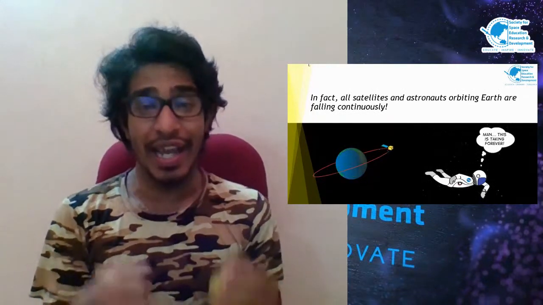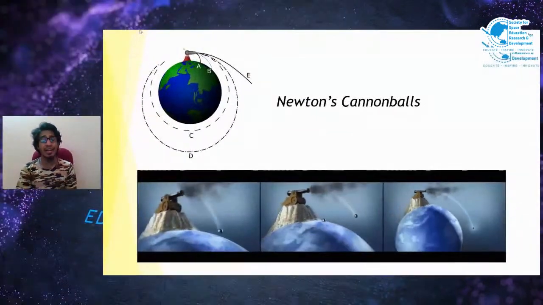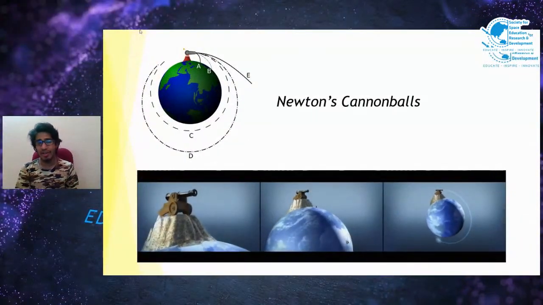This thought came into mind of a scientist called as Isaac Newton. He was the one who gave us the concept of gravity. He questioned why do things that go up come down, and he got an answer and he called it as gravity. He also came up with an experiment called as Newton's cannonball.